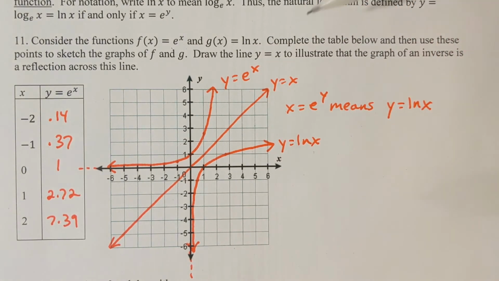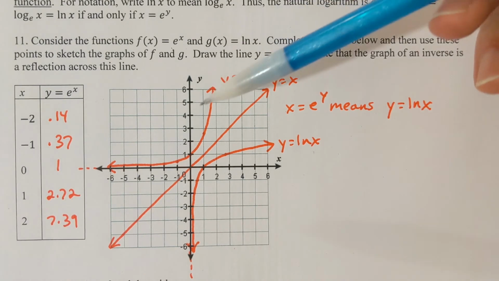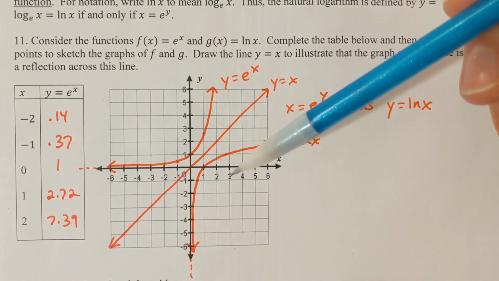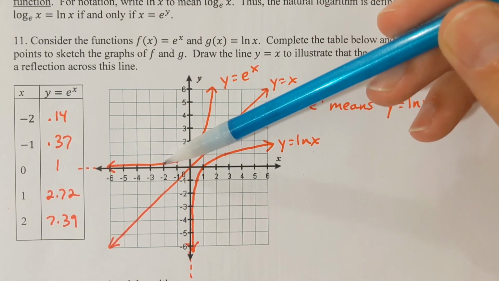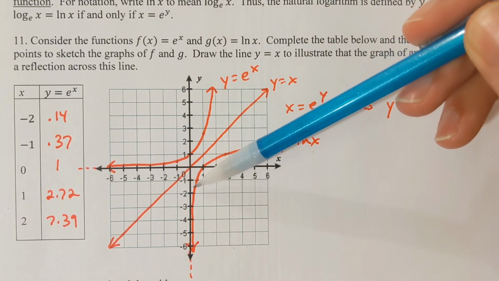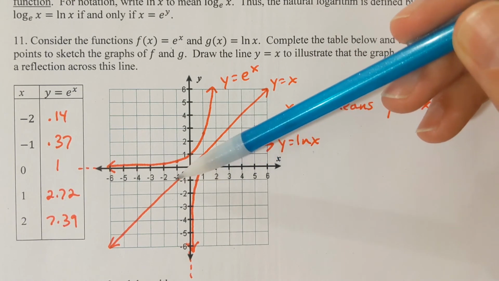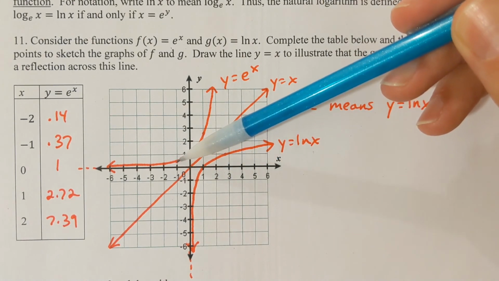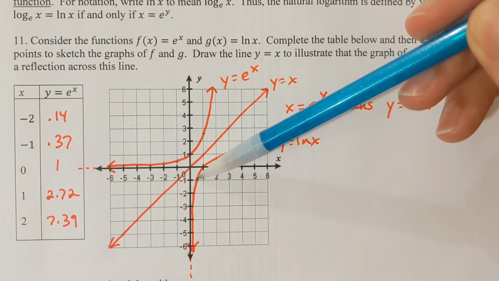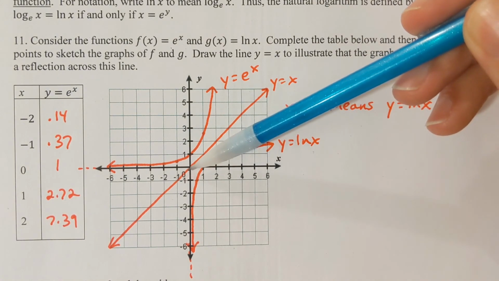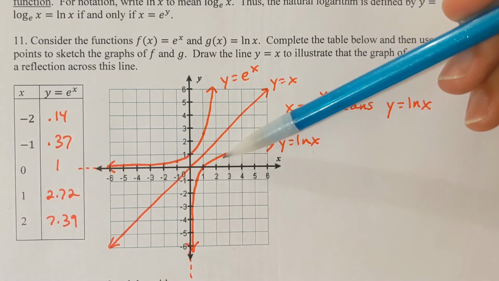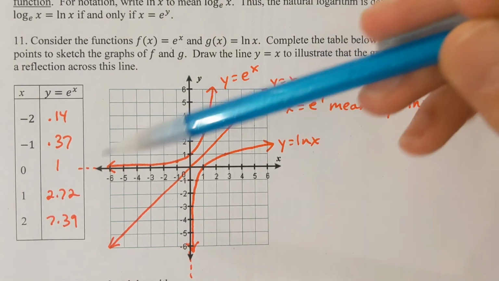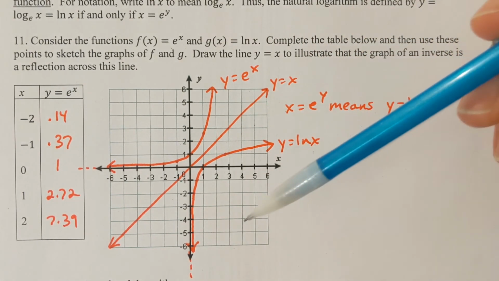Inverse, again, is all about switching x and y. So with these points here, I'm just going to switch the coordinates and then plot the new points. Let me do that now. Here's -2, 0.14. That's now going to be at 0.14, -2. It should be right here. Here's -1, 0.37. That's now going to be at 0.37, -1, right here. 0, 1 would be at 1, 0. 1, e would be at e, 1, right here, etc. You're just switching the coordinates and then plotting the new points.